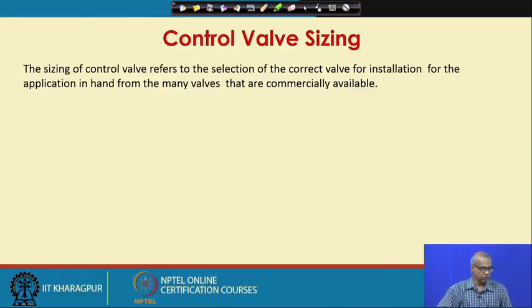Control valve sizing. The sizing of a control valve refers to the selection of the correct valve for installation for the application in hand from the many valves that are commercially available. Basically, as an engineer, you have to choose the correct control valve for your application from the many commercially available valves.